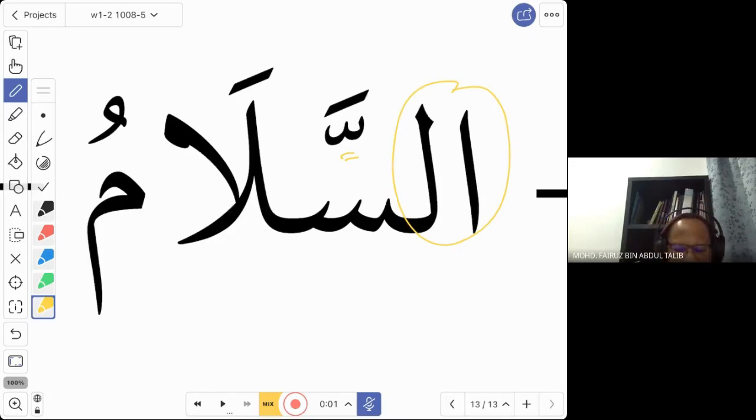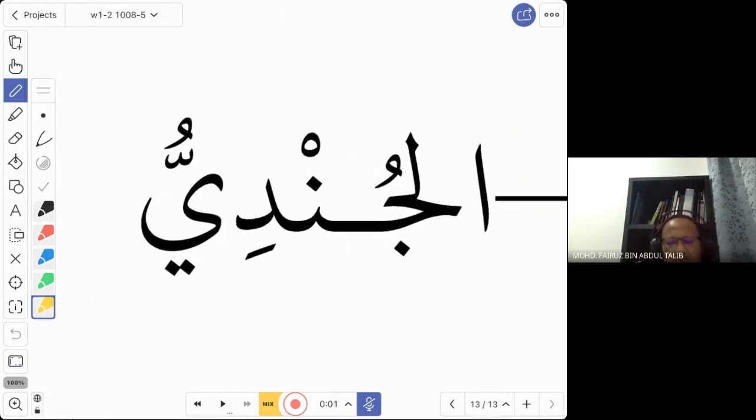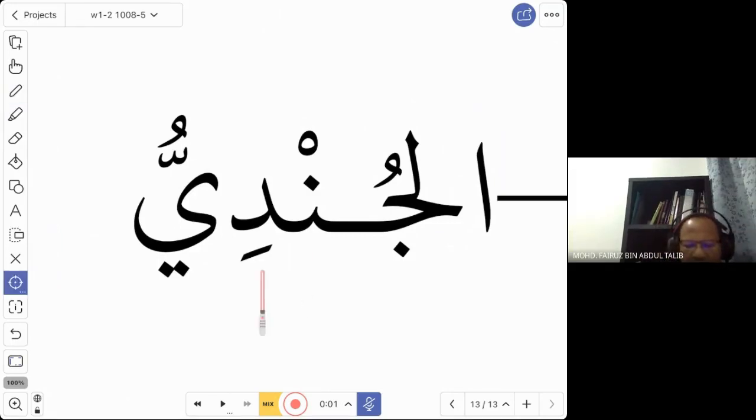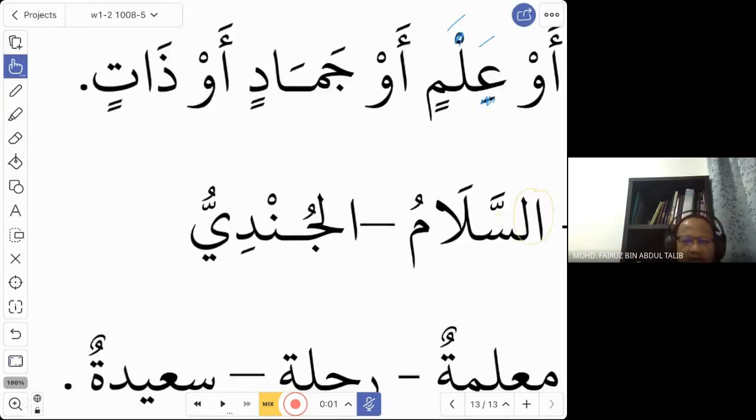Okay, so this is another example. And the last example for isim with alif lam is al-jundi. The word jundi means a soldier. A soldier is called jundi. Now you have alif lam because you want to say the soldier. Therefore, this must be a noun. So this is the first sign of a noun, alif lam.